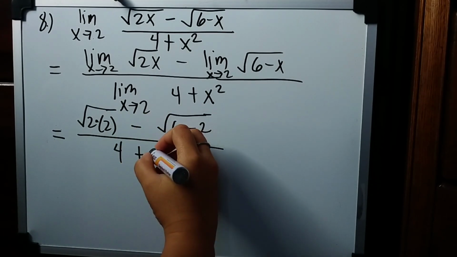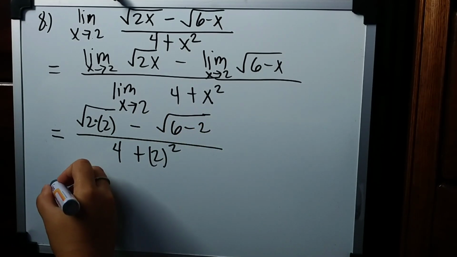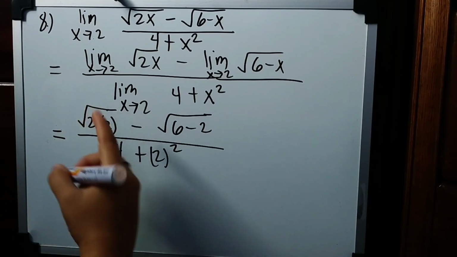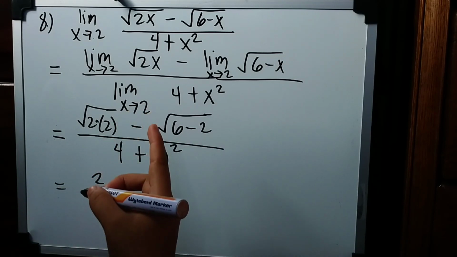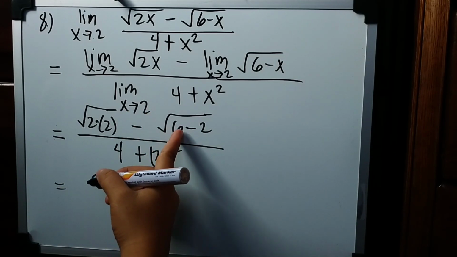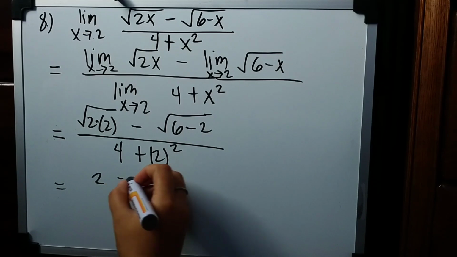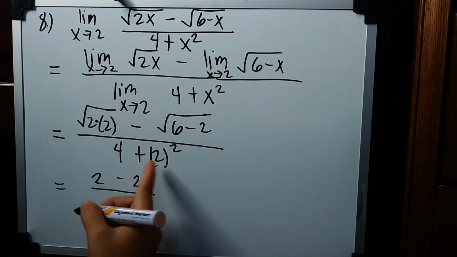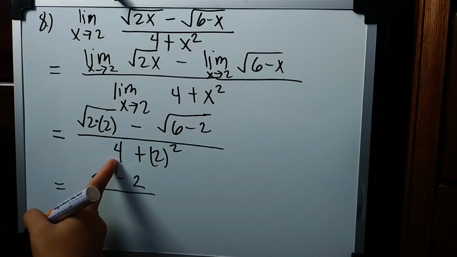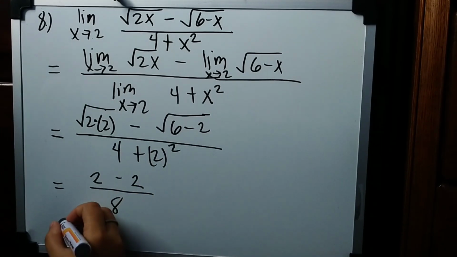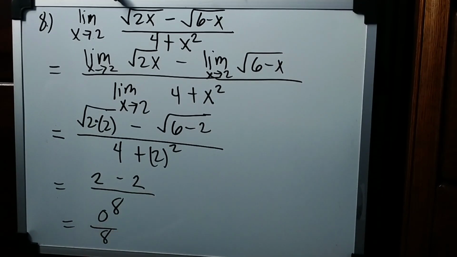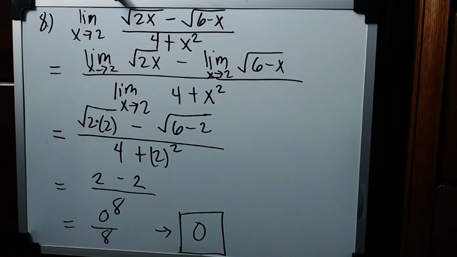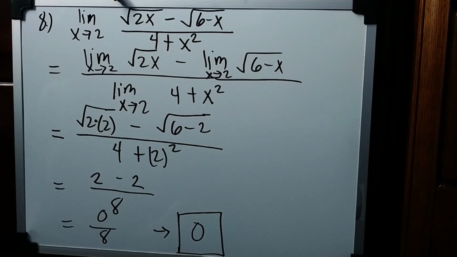So 4 plus 2 squared, and then we have 2 times 2 is equal to 4, and the square root of 4 is obviously 2. And then here also we have 6 minus 2 is equal to 4, and the square root of 4 is equal to 2. And then for our denominator, we have 2 squared is equal to 4, and plus 4 is equal to 8. And it will become 0 over 8, which is equal to 0. So as long as our denominator is not equal to 0, then we have our limit, which is 0.